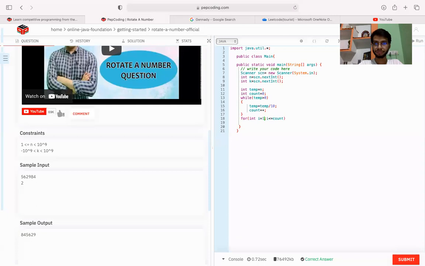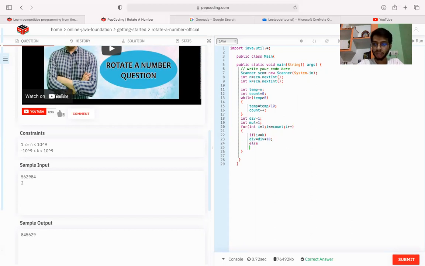Sorry, from 1. If i is less than or equal to k, I'm simply finding my divisor. Let's initialize the divisor first: int divisor equals 1, and int multiplier also equals 1. In this part, I'm doing divisor equals divisor into 10. So this will be my divisor.